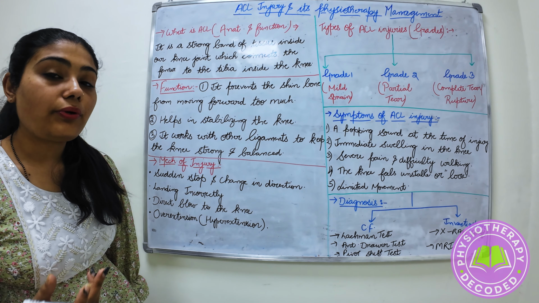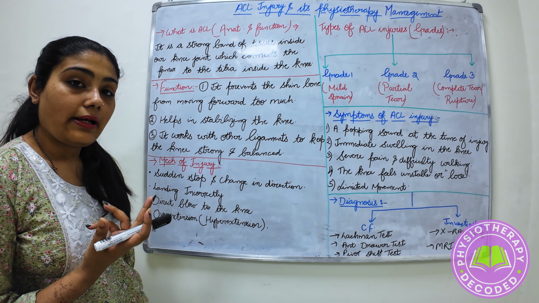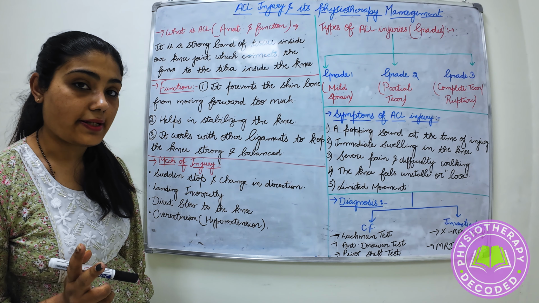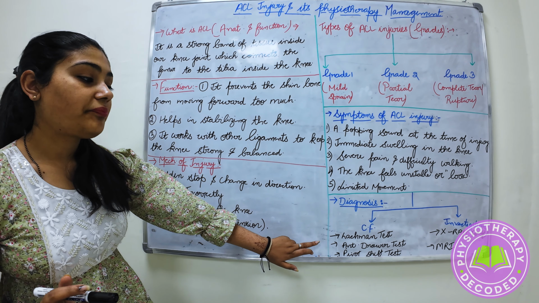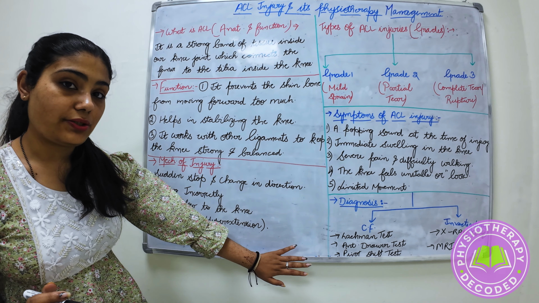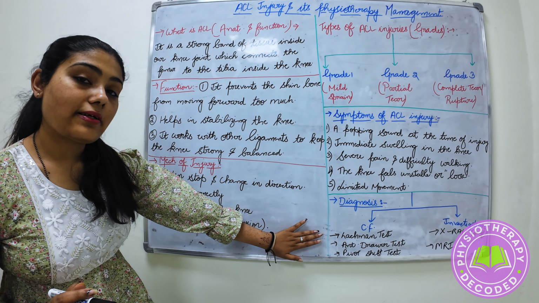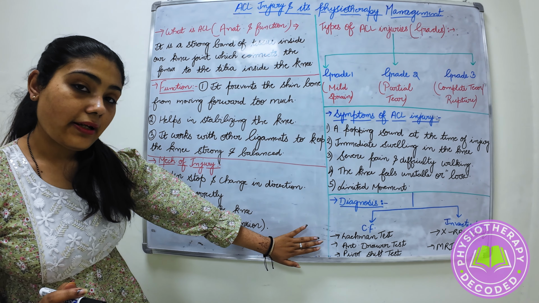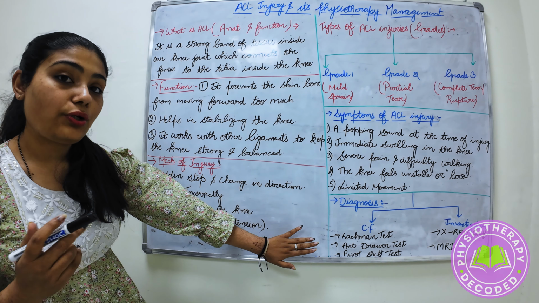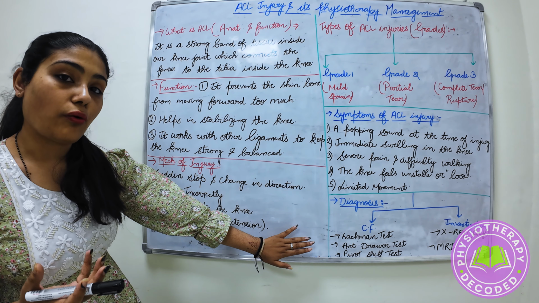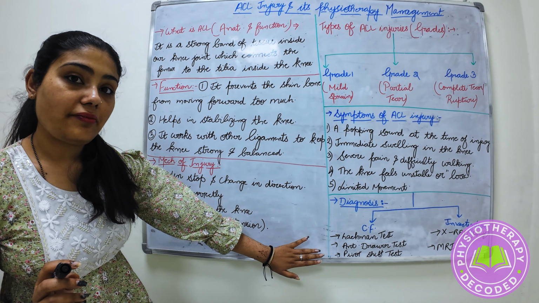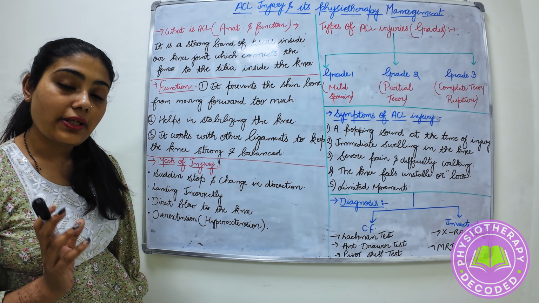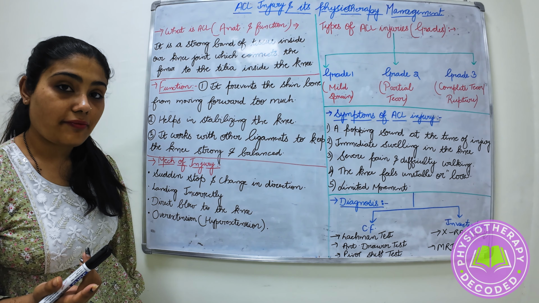Now, talking about the diagnosis of the ACL tear. In clinical findings, we perform 3 tests, that is Lachman test, anterior drawer test, and pivot shift test. Lachman test is the most common test to identify the ACL tear. Anterior drawer test is done to check if the tibia is moving too far forward or not, and pivot shift test is done to check the instability of the knee. So these tests are performed in the clinical findings.